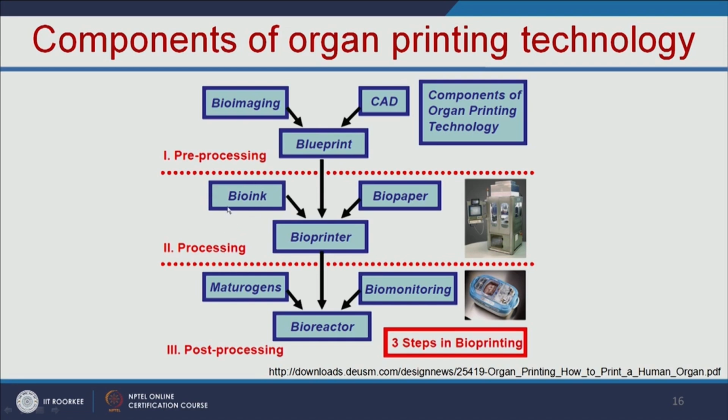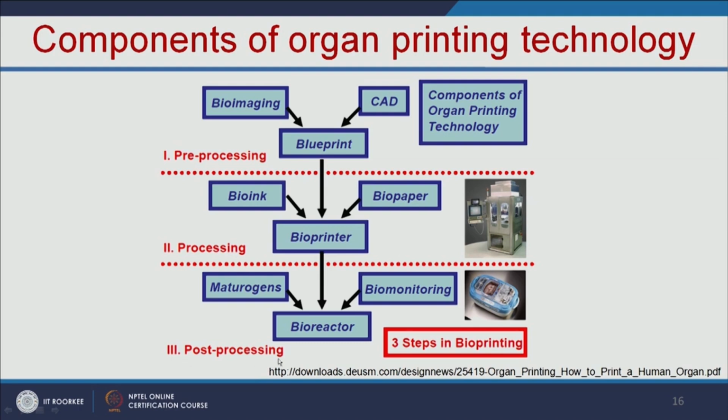The second step is processing. Here you will be using the bio ink, which is your cells, and the bio paper, which is the scaffold. Based on this bio ink and bio paper you will print the particular organ using the bioprinter. Once the organ is printed, you will add maturogens, that is chemical or mechanical signals, to make this artificially printed organ work exactly like a real organ. And with bio monitoring, you monitor the organ in the bioreactor to see whether its function is similar to the original organ. This step is called post-processing.